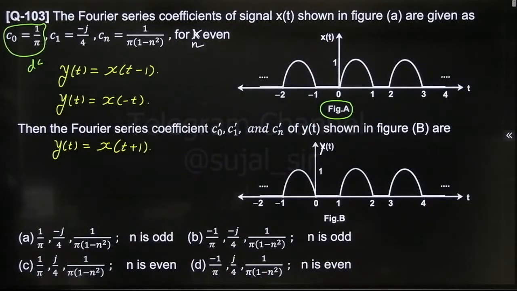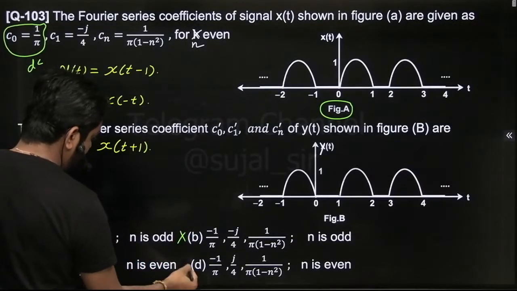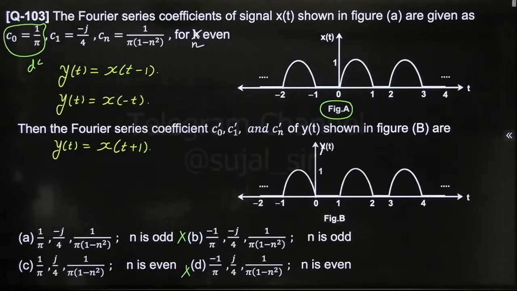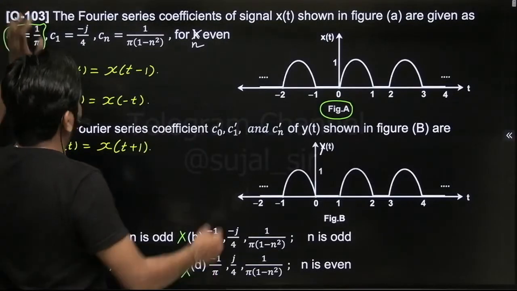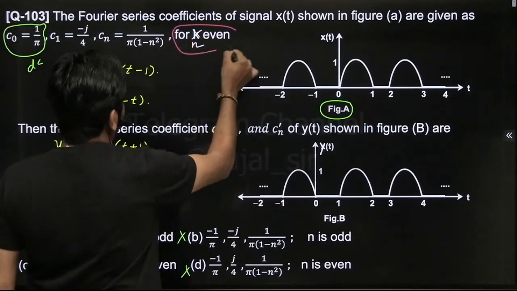There is no change in DC, guys. So here DC is 1 by pi. Here option B and option D are eliminated. Simple. Now here, even value of n, guys.